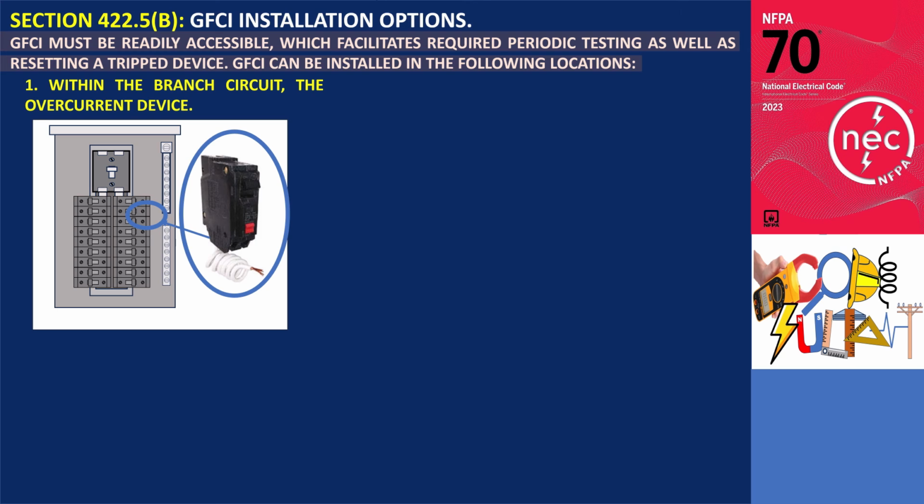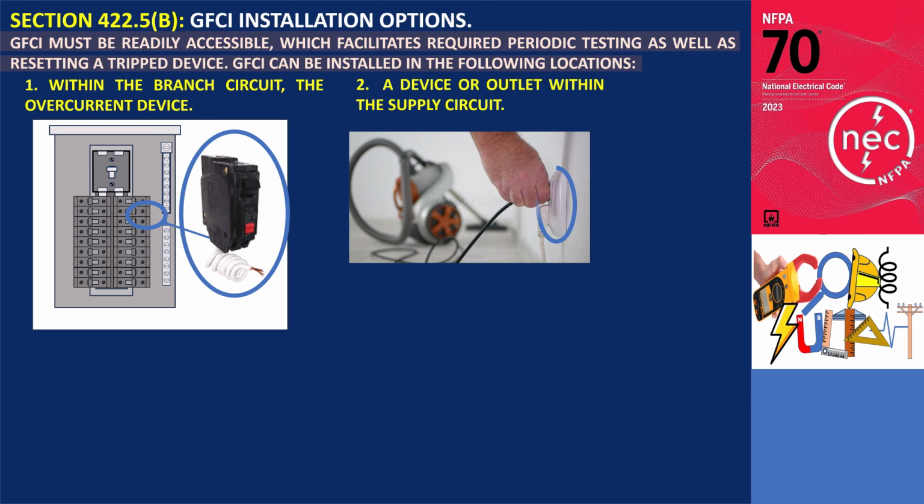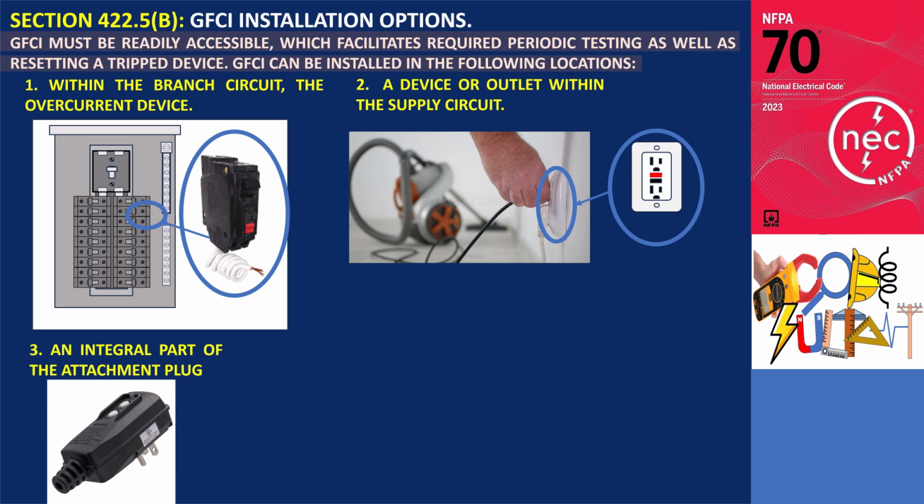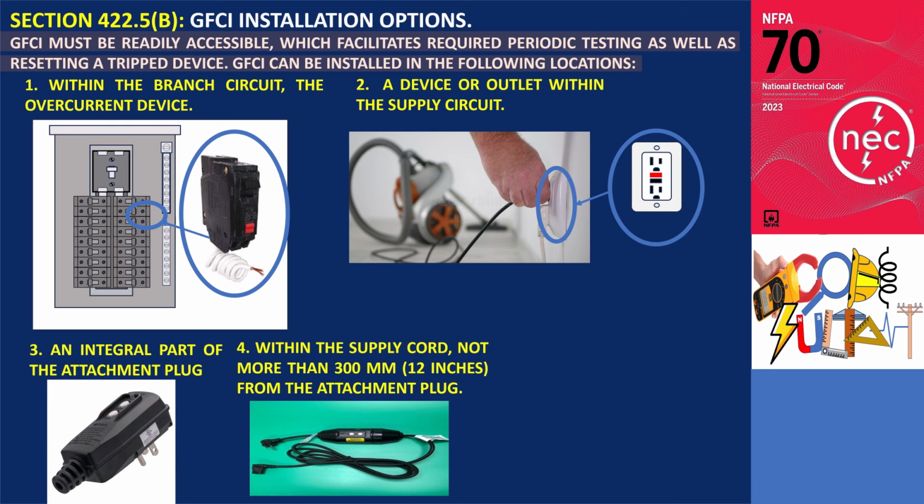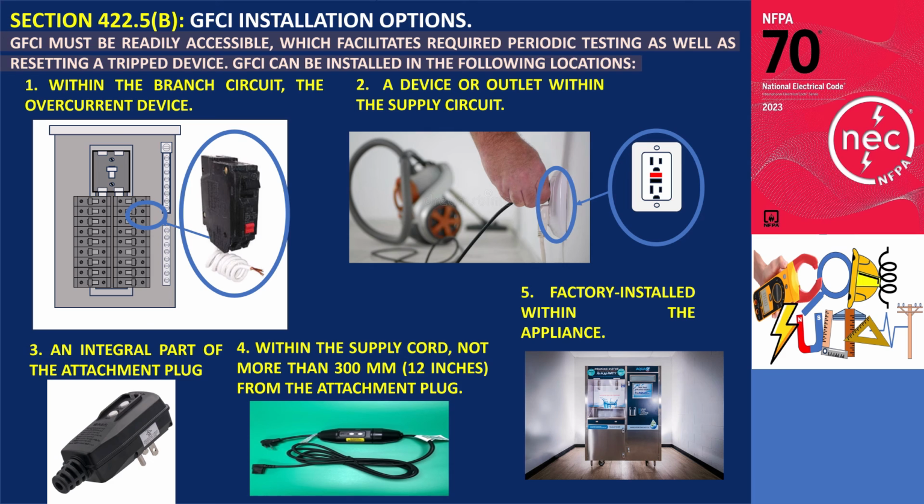1. Within the branch circuit overcurrent device. 2. A device or outlet within the supply circuit. 3. An integral part of the attachment plug. 4. Within the supply cord, not more than 300 mm, 12 inches, from the attachment plug. 5. Factory installed within the appliance.